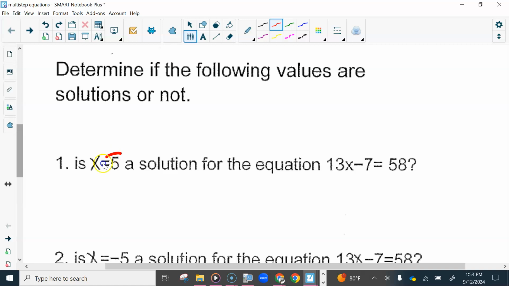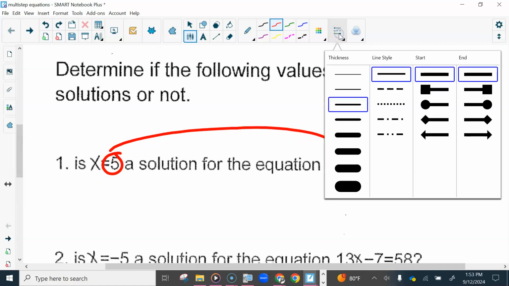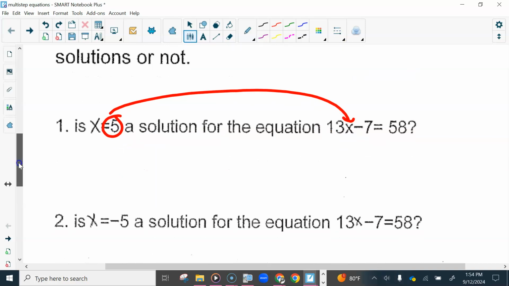Yes. So all the testing stuff we've been doing is going to help us a lot here. So we're going to put 5 in for x and see if we get a true statement or not. So go ahead and multiply 13 and 5. What do we get? 65 minus 7. If I subtract 7, do I get 58?